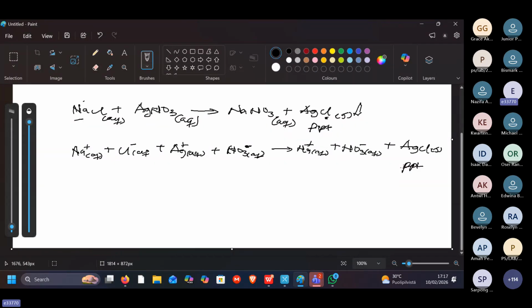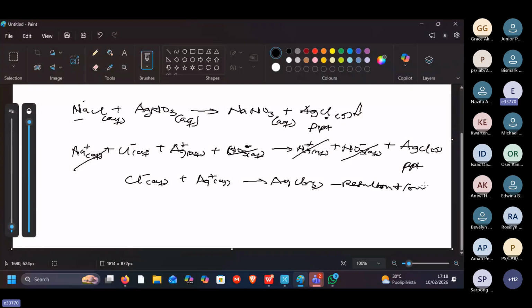Okay, so if you look at this reaction, we can say that the sodium really didn't do anything here. Then the nitrates also didn't do anything there. So the resultant ionic equation will be the chloride, which is aqueous, plus the silver, which is aqueous, now combining to form the silver chloride, which is the solid. So this is the resultant equation, or what you call the overall ionic equation.